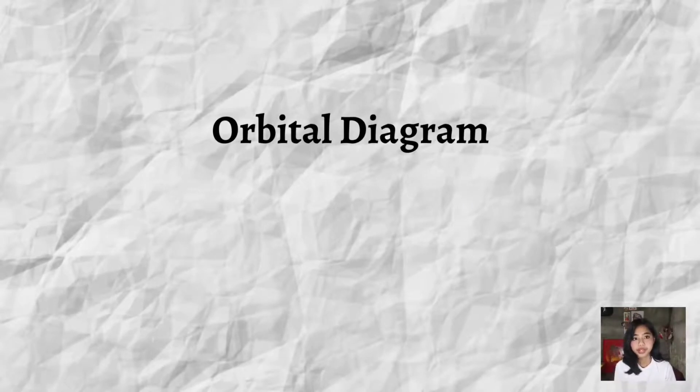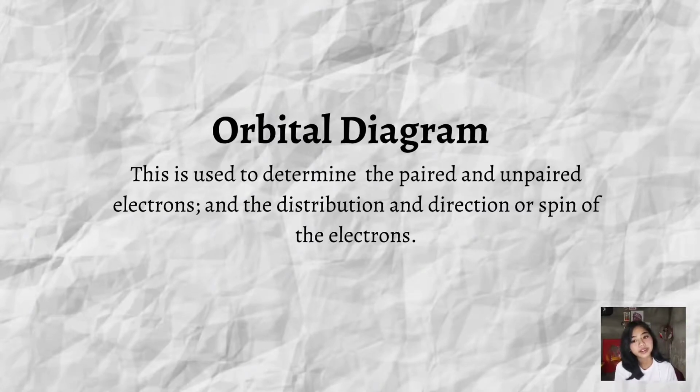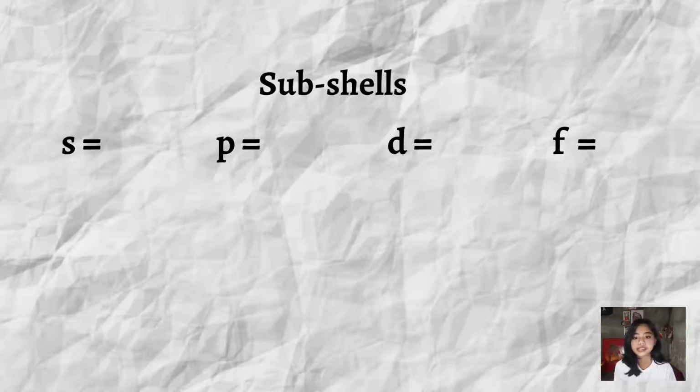So, before I give you an example of the orbital diagram to represent the electronic configuration of atoms, let us first define what an orbital diagram is. An orbital diagram is used to determine the paired and unpaired electrons and the distribution and direction or spin of the electrons. So take a look at this.